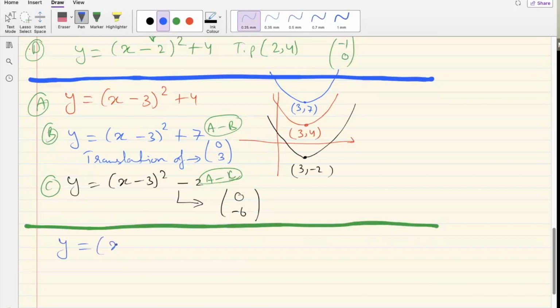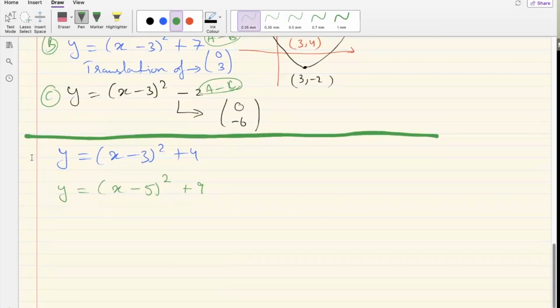y is equal to (x minus 3) squared plus 4, first equation. And the second, y is equal to (x minus 5) squared plus 9. From A to B, may I say it is a translation?